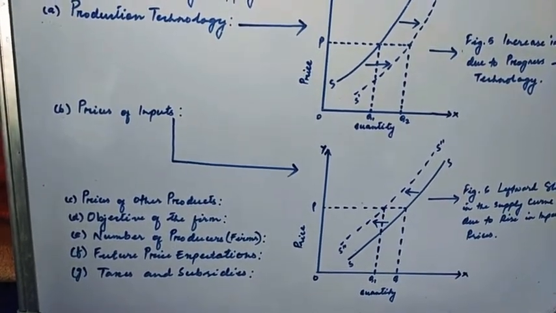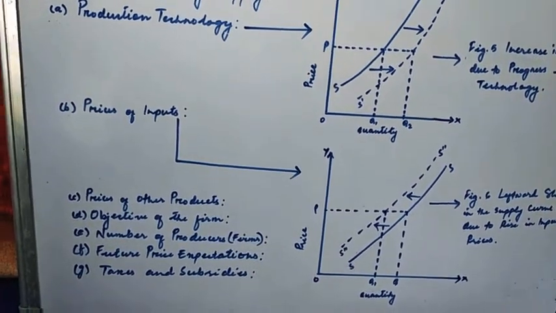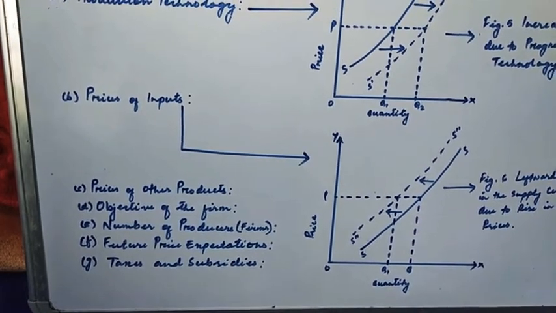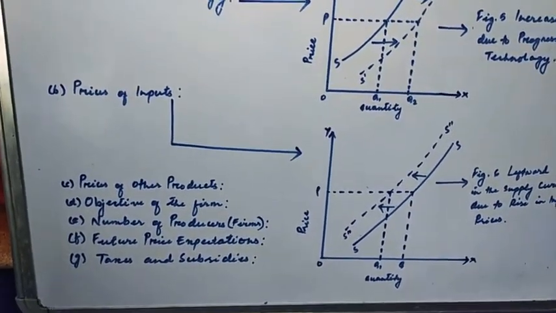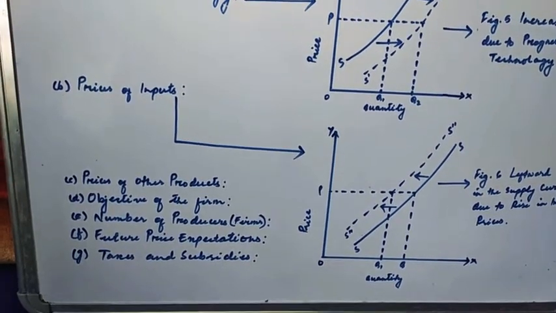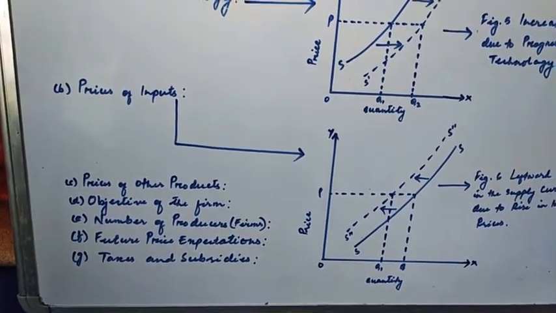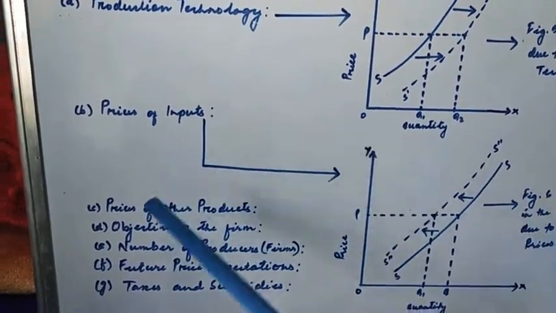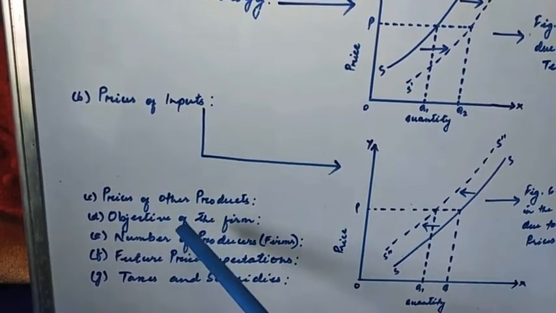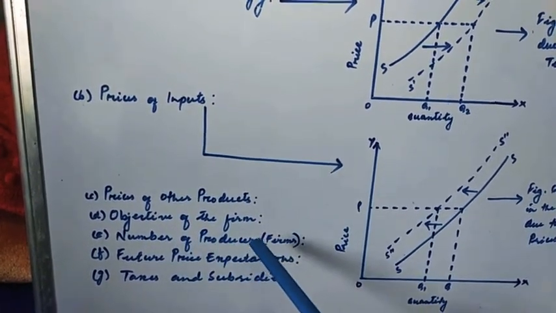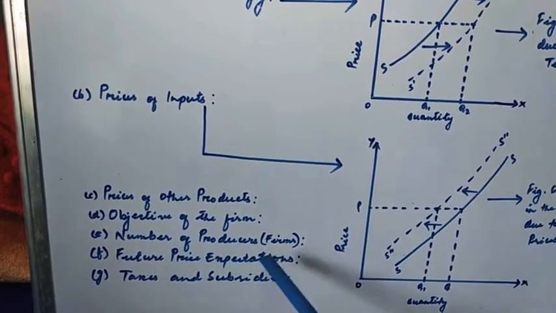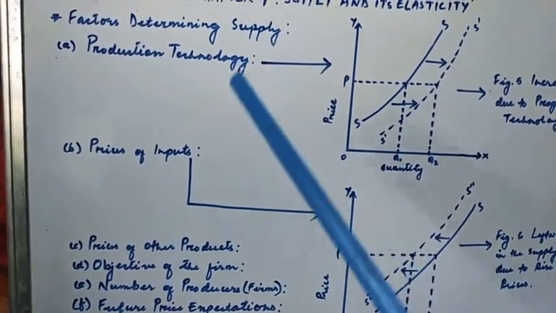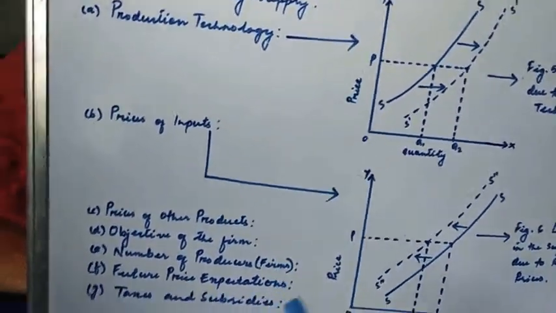So the factors other than price which determine supply are the following. Number 1 is production technology, then prices of inputs, prices of other products, objectives of the firm, number of producers or firms, future price expectations, taxes, and subsidies. So these are the various factors that are capable of influencing the supply of a commodity.